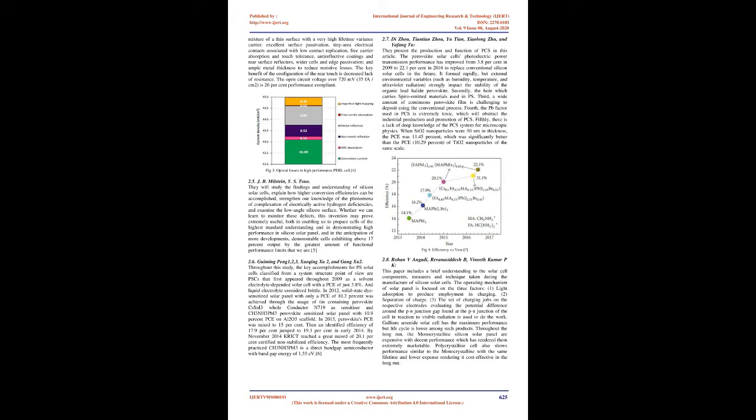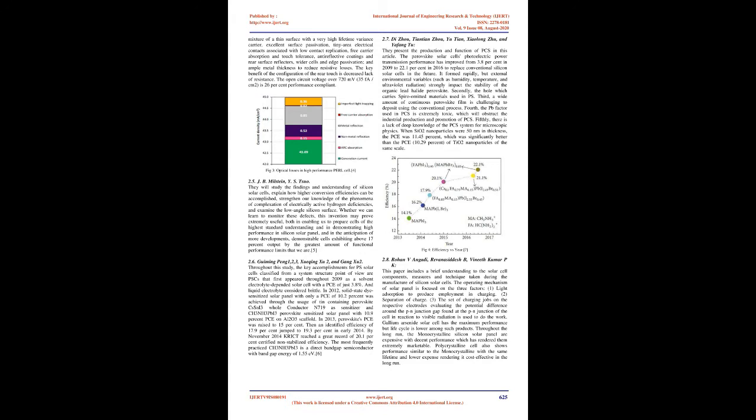They will study the findings and understanding of silicon solar cells, explain how higher conversion efficiencies can be accomplished, strengthen our knowledge of the phenomena of complexation of electrically active hydrogen deficiencies, and examine the low-angle silicon surface. Whether we can learn to monitor these defects, this invention may prove extremely useful, both in enabling us to prepare cells of the highest standard understanding and in demonstrating high performance in silicon solar panel, and in the anticipation of more developments, demonstrable cells exhibiting above 17% output by the greatest amount of functional performance limits.